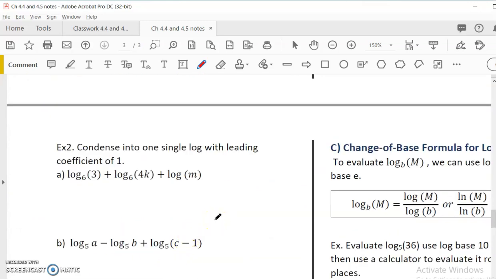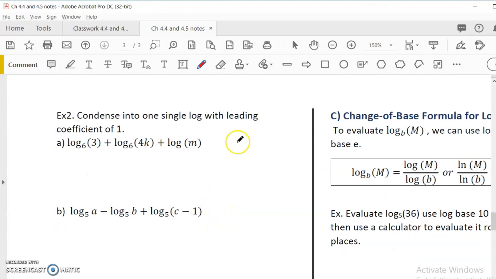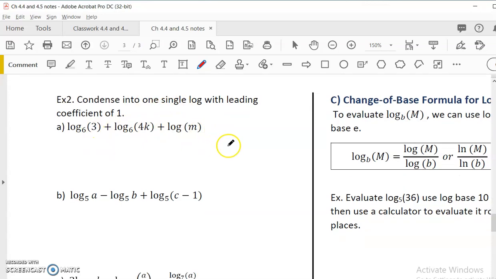Okay, so some of the standard questions in log properties would be to condense a whole bunch of stuff into one single log, which is very useful in calculus. After you do a whole bunch of calculus calculations, sometimes the answer key would not show this. They will want you to combine it into one log.